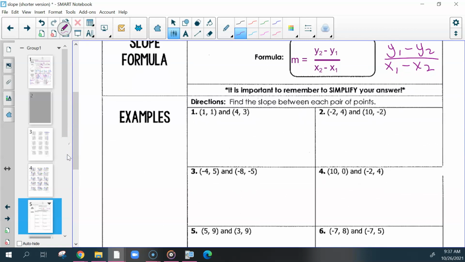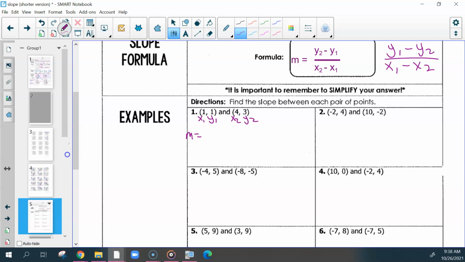For me, the easiest way to do this is to label which one is x1, which one's y1, x2, y2. Remember that these ordered pairs are an x and a y. So I'm going to go through and label this x1, y1, x2, y2. After I label it, it's just putting each number into the formula I have. So I'm going to do both of these to show you that they both work, but we'll do this one first.